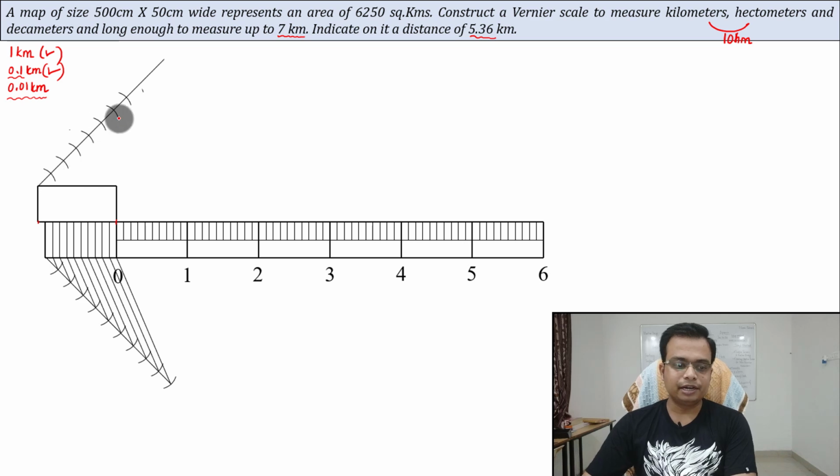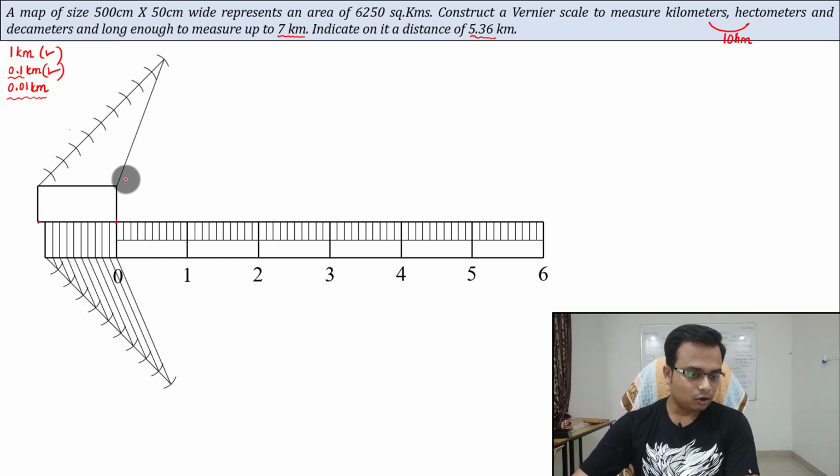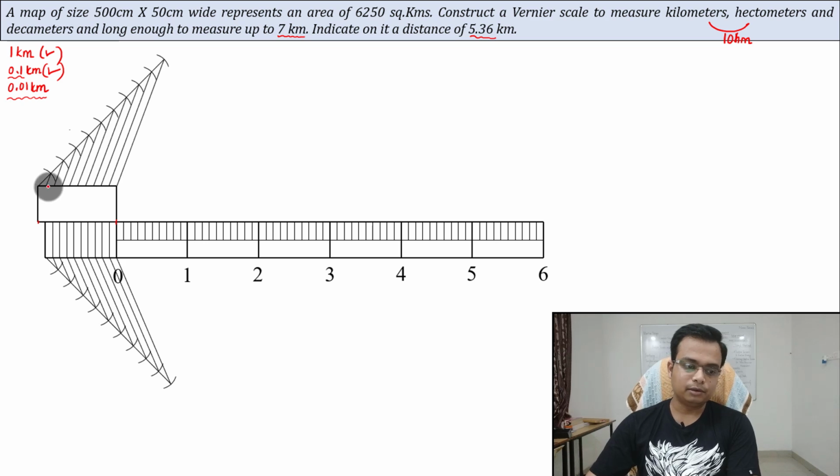Same line division technique, 10 arcs. The 10th arc has to be joined with the end of this line. Keep your drafters aligned along this line, tighten the screw, bring it over to this 9th point, 8th point, and so on. There you go. Let me drop vertical lines from all these points. Done.